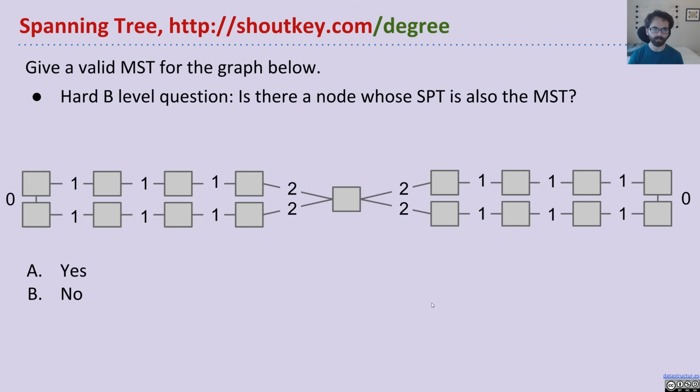So what I'd like you to do is think about the following. Given this graph I'm showing here, it's a little funnier shape. First, find the minimum spanning tree, and then second, ask yourself, is there some node whose shortest paths tree is also the minimum spanning tree that you just figured out? So think about that for a bit. I'll spoil the minimum spanning tree in a few secs, but try and think about it.